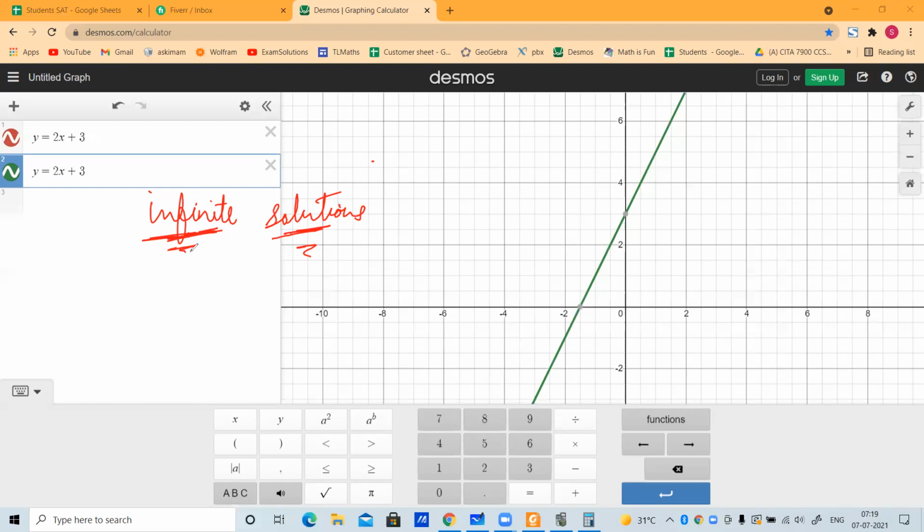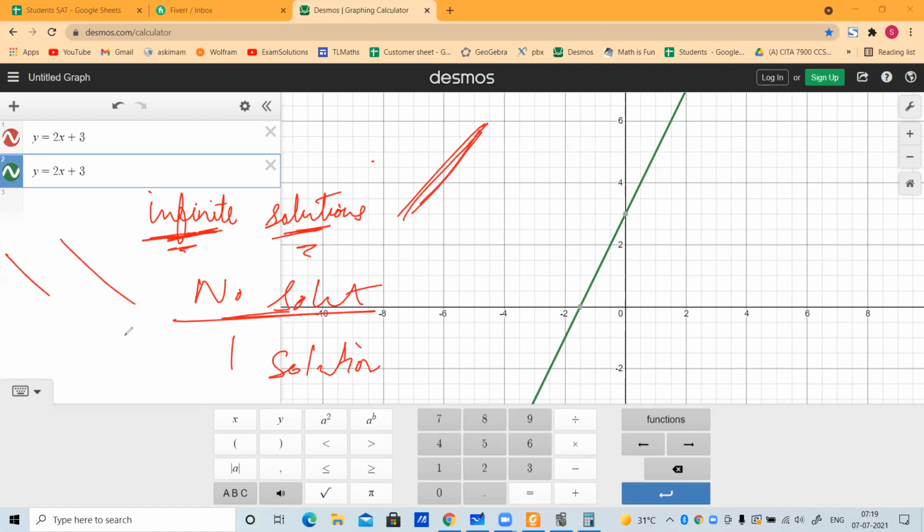So infinite solutions, no solution, and one solution. Infinite solutions when the two lines are exactly on each other. No solution when the two lines are parallel. One solution when the two lines are intersecting each other, having different slopes. Right. So this is how you can analyze whether you're having infinite, no, or one solution.